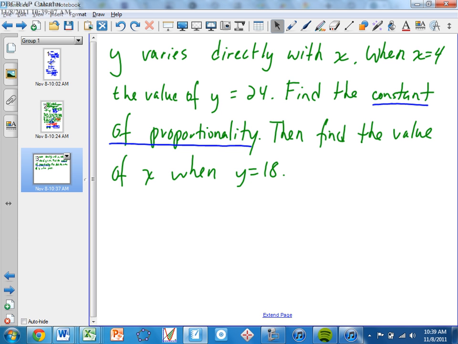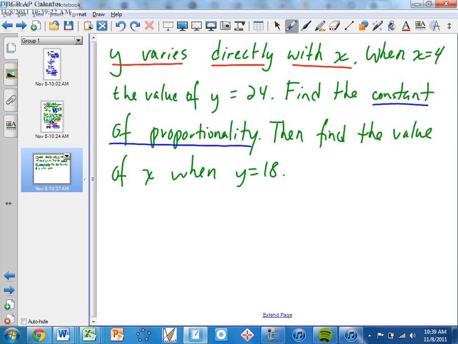Now, let's start this problem. Look at the first sentence. It says, y varies directly with x. Does not mean they're equal. It means as one goes up, the other one goes up.